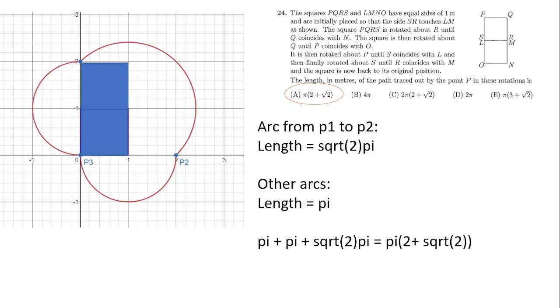So the radius of this circle is root 2, so this arc's length is root 2 pi. This circle's radius is 1, and same as this one, so the length of these arcs is just pi. And if you add them all up and factor out pi, you're going to get pi times 2 plus the square root of 2, giving us the answer A.